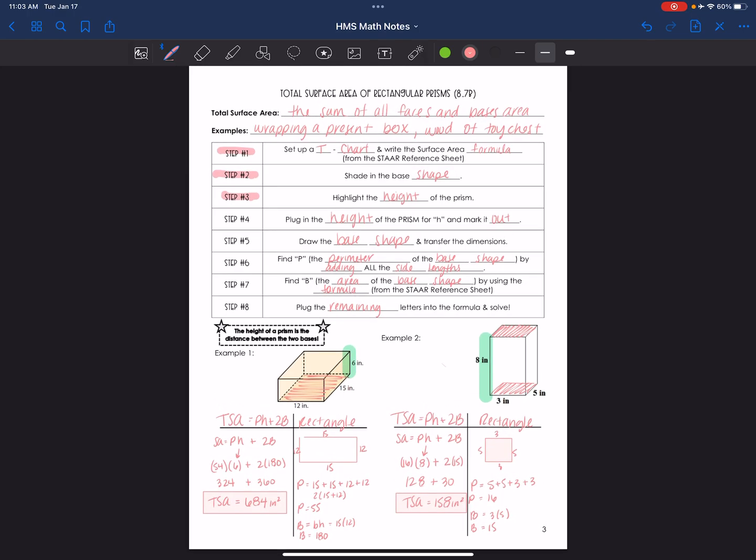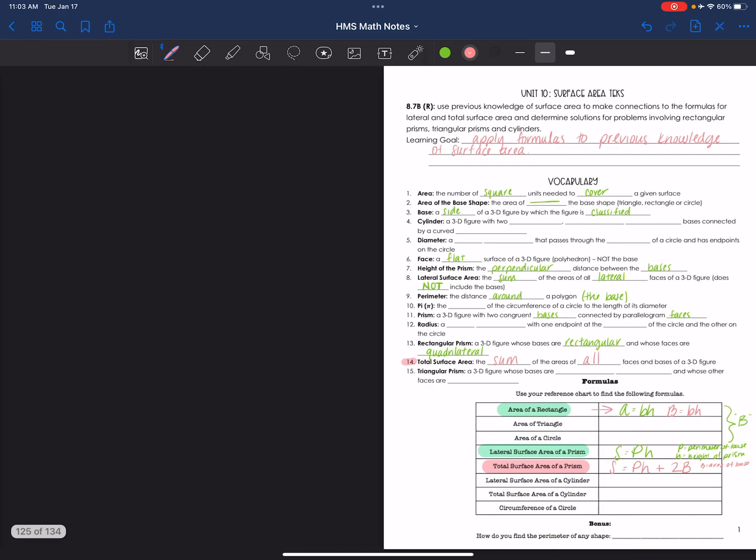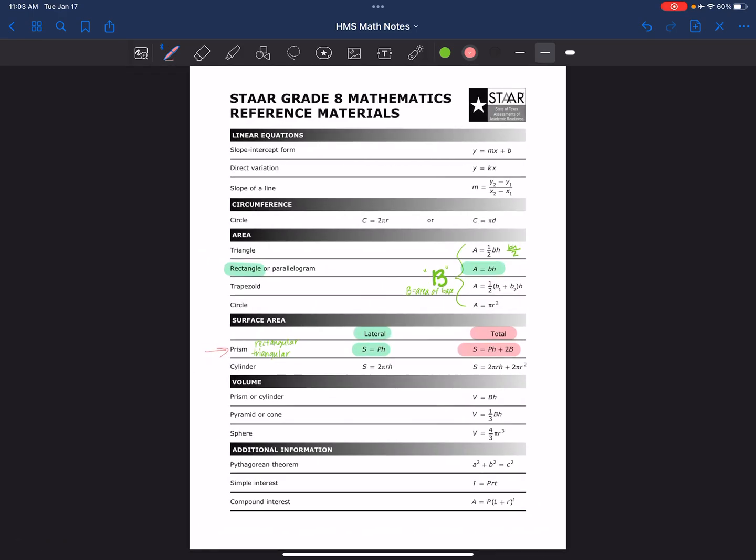I hope this is getting easier for y'all. I really, really do. Use your reference sheet, because that's where we're pulling everything from. And the more you see it, the more you use it, the better off you are.